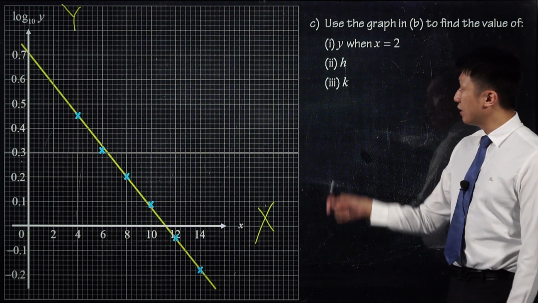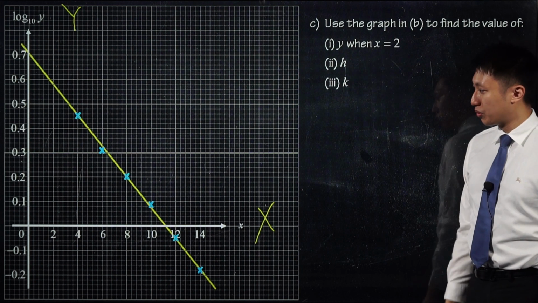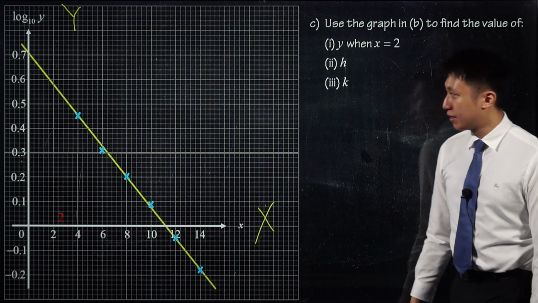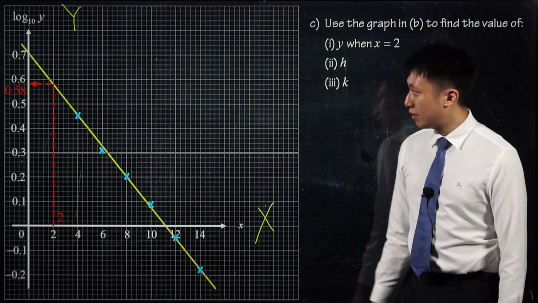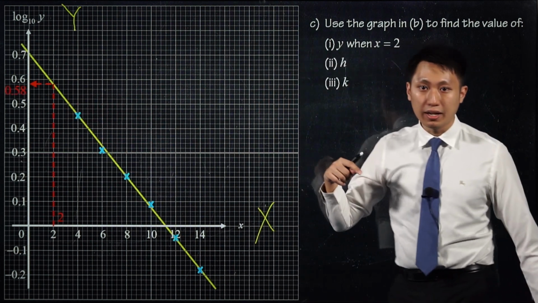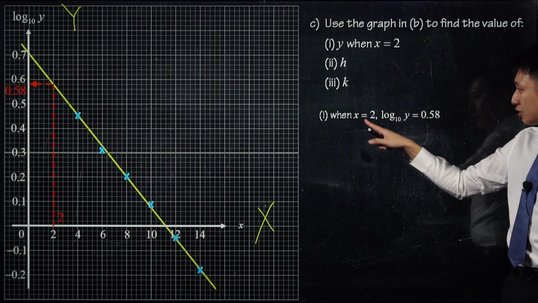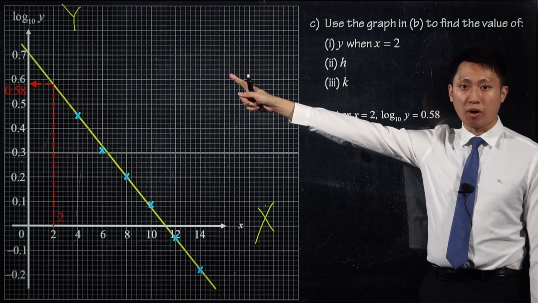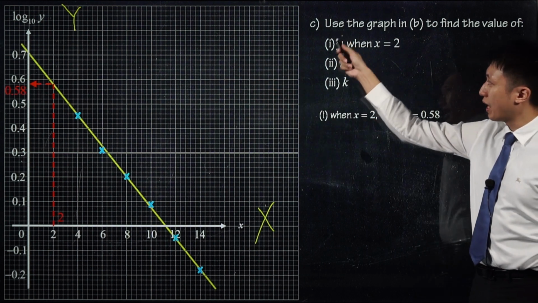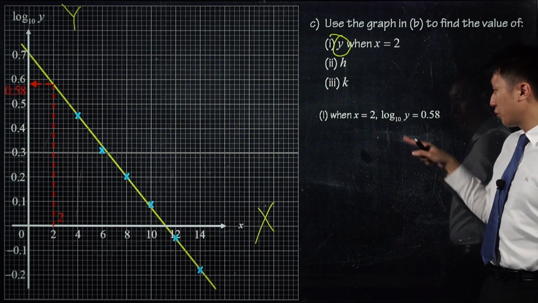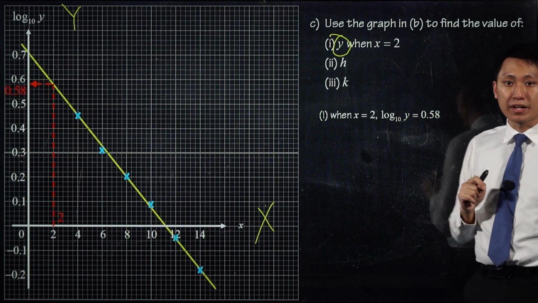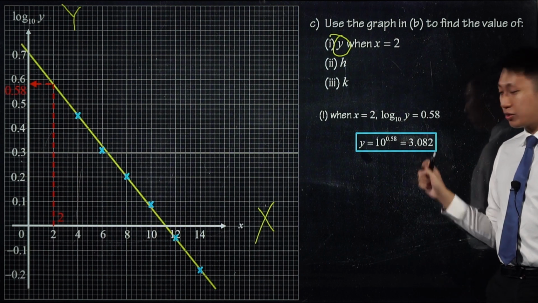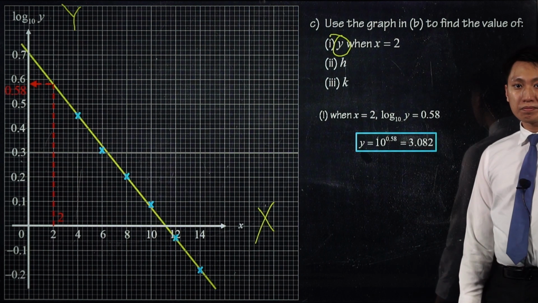Okay, find the value of y when x is equal to 2. So we find 2, move it up, and see what's the corresponding y value over there, which is 0.58. Okay, that's what we see here. So when x equals 2, log 10 y is 0.58. Remember, it's log 10 y, but you're being asked for y. So we have to take 10 to the power of 0.58, which is y. So y is 10 to the power of 0.58, which is 3.082.